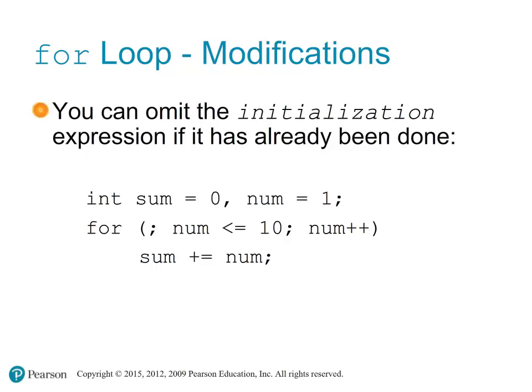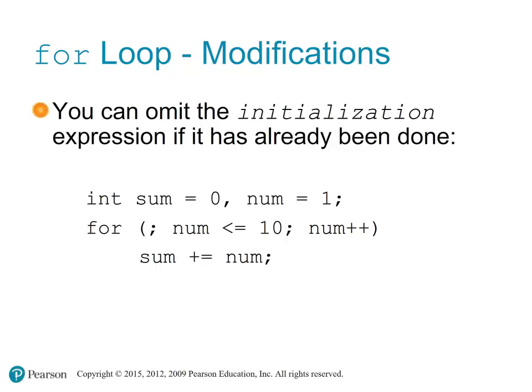The for loop starts with an empty initialization expression. It continues as long as num is less than or equal to 10. Num is incremented at the end of each iteration. The loop body contains a statement that adds the value of num to sum.